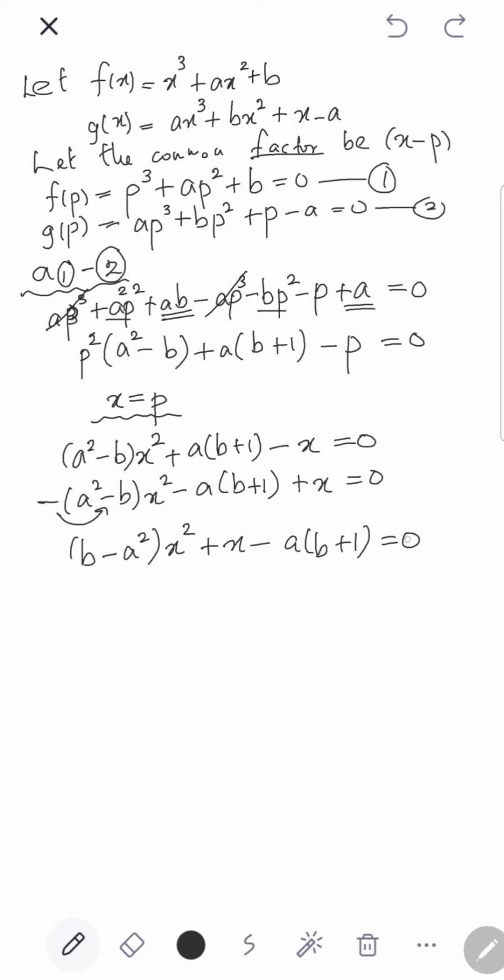So this is the polynomial they have given and asked us to show x minus p is a factor. So we have substituted x equal p. So we can say therefore x minus p is a factor of the above polynomial.